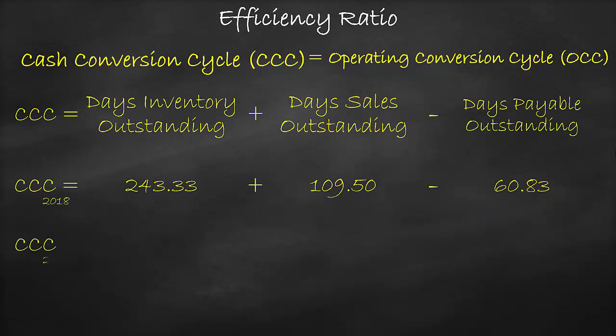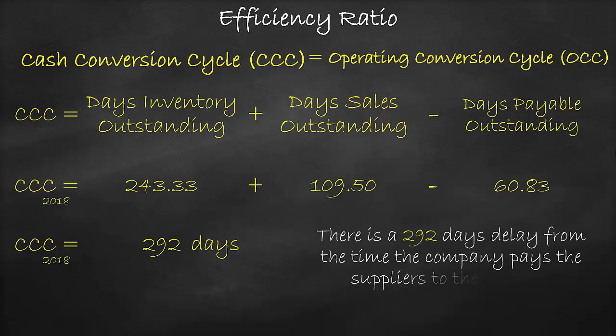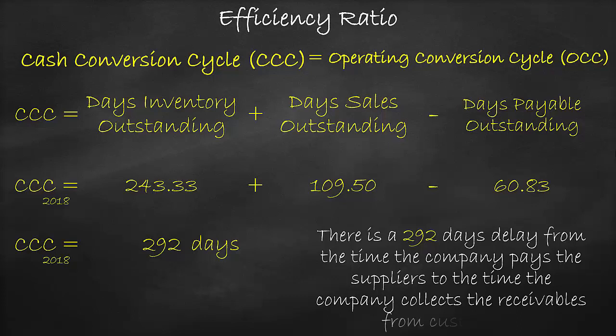So, the cash conversion cycle for the year 2018 is equal to 243.33 plus 109.50 minus 60.83, which equals 292 days. The unit of the cash conversion cycle ratio is days. It means that there is a 292 days delay from the time that the company pays the suppliers to the time the company collects the receivables from the customers. The shorter the cash conversion cycle, the better.